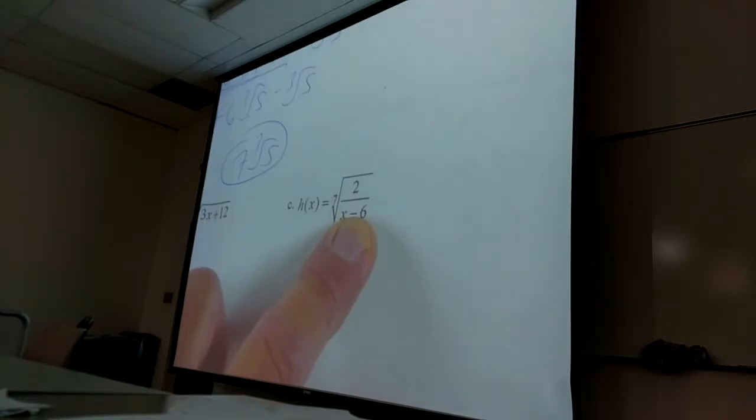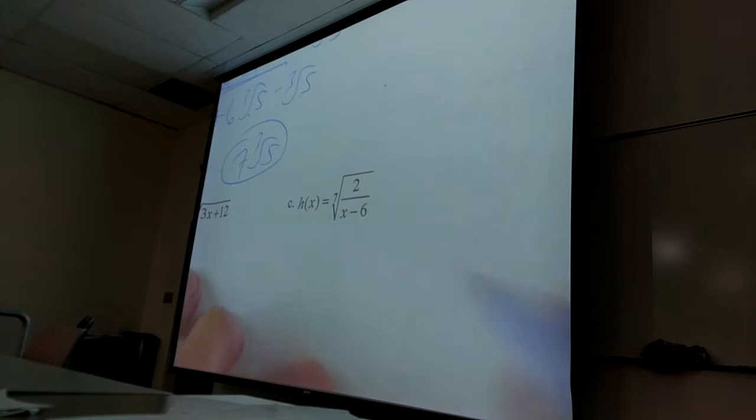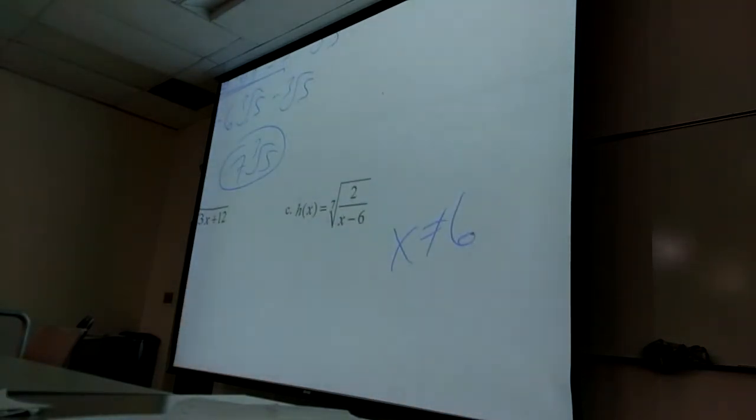Yeah, what can the bottom not be? 0. So that means x can't be 6. Because that makes the bottom 0. X could be 0 all day because then the bottom's negative 6. Who cares? So x can't be 6. So that domain wasn't all real numbers, not because of the root, but because the inside function had a problem.